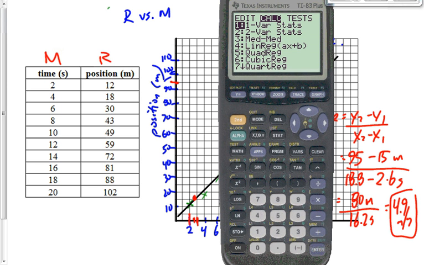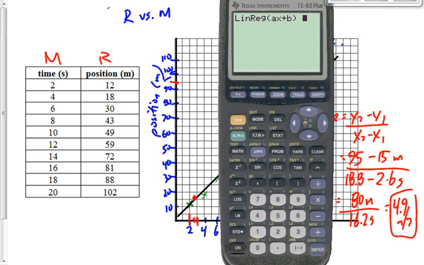And then we're going to scroll down to option 4, which says linear regression, ax plus b. So when you're entering the data, it's Stat Edit. When you're analyzing your data, it's Stat Calc, option 4. Once you get there, let's press Enter. Okay, it's just going to tell you what you're doing here. Let's press Enter again. When I do that, you see an equation pops up. It says y is equal to ax plus b.